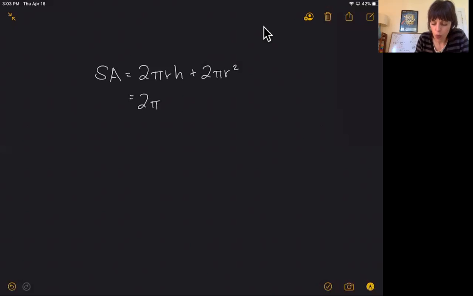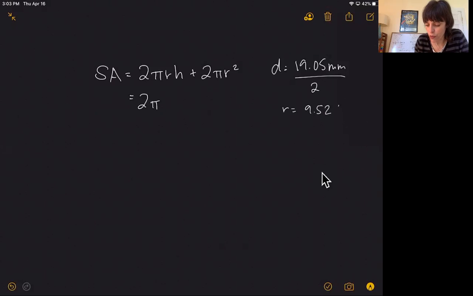Now, I was told that the diameter is 19.05 millimeters. I believe, isn't that right? Yeah, in this penny. But I don't want the diameter, I want the radius. I'm going to divide that by 2, and that's going to give me the radius, which is 9.525, and that's in millimeters. And the radius is actually what I need.